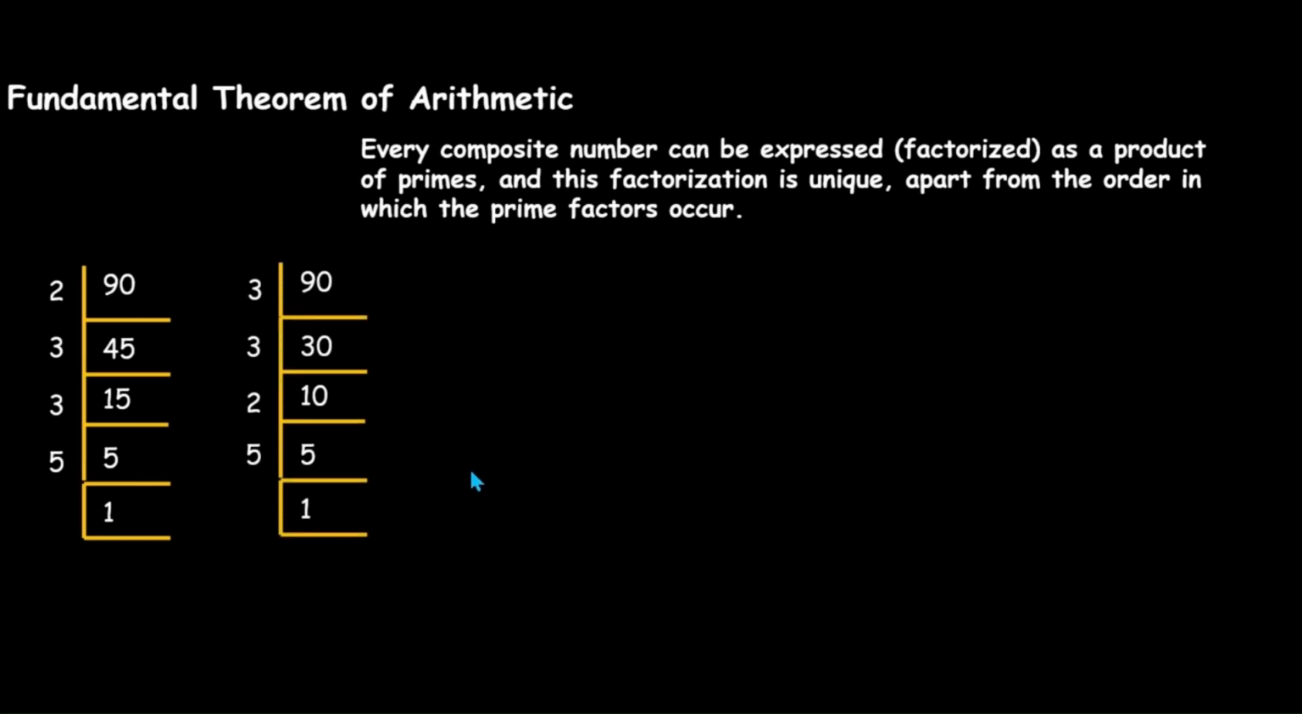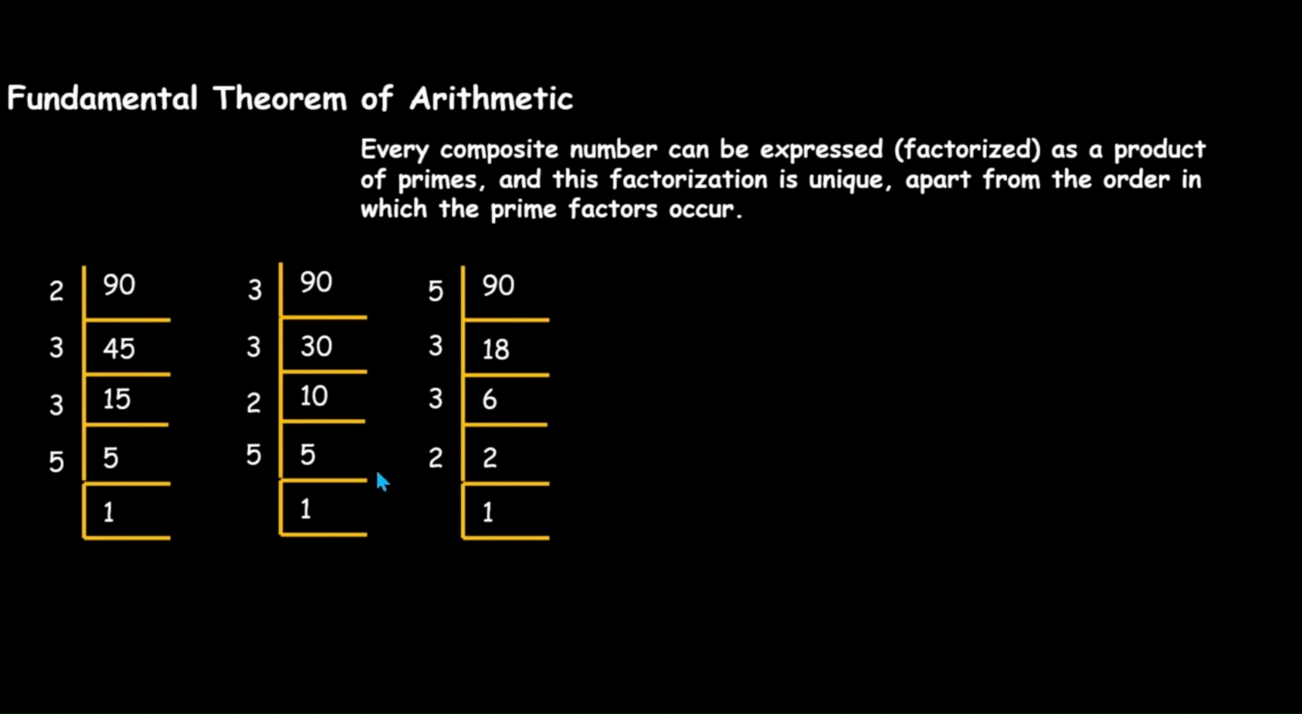We can also do the prime factorization of 90 in two other different ways. We can as well start with 3, and we get 3, 3, 2, 5 as the combination now. And with 5, we get 5, 3, 3, 2. But if we observe, if we write the prime factors in the increasing order, all of them turn out to be 2, 3, 3, 5. In whichever way you start the prime factorization.